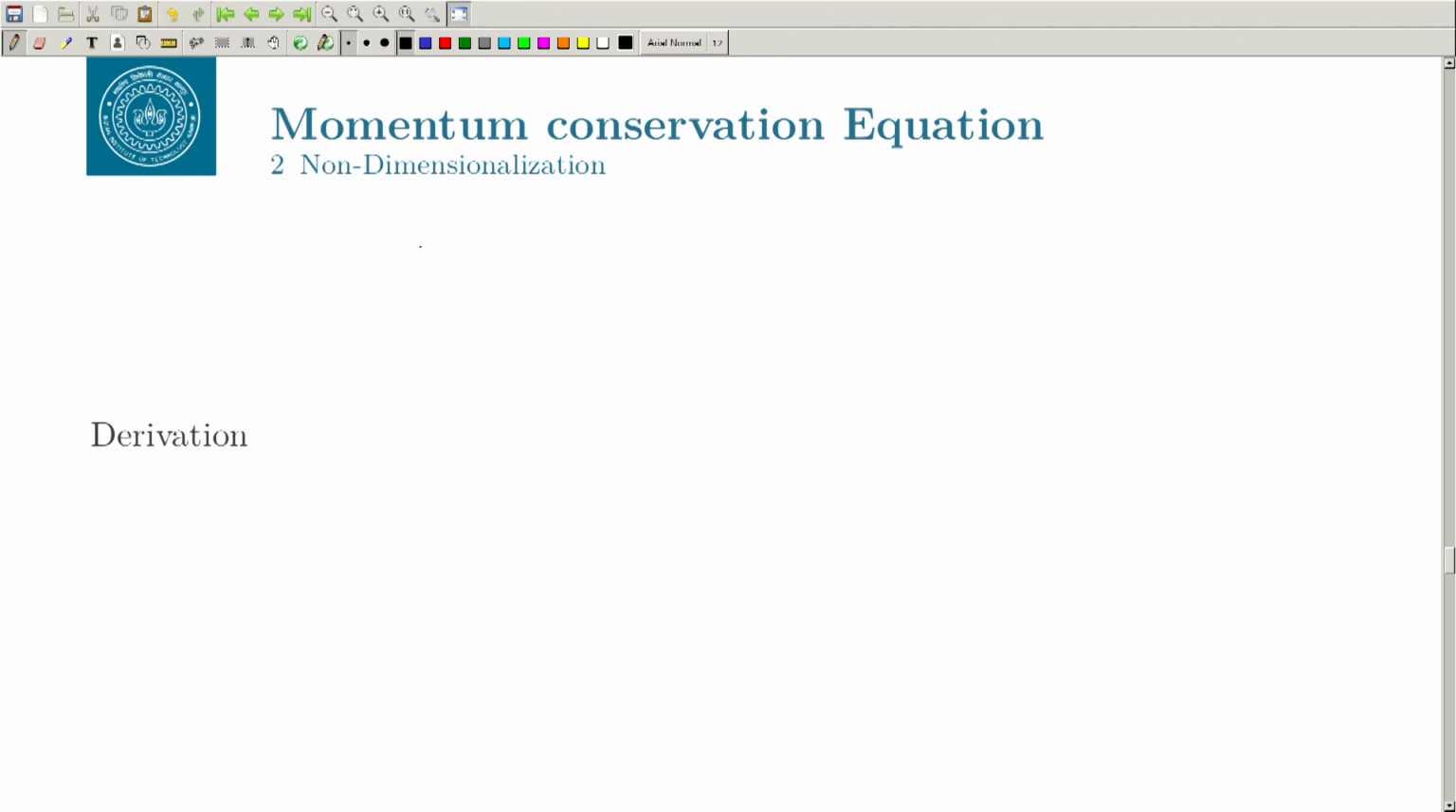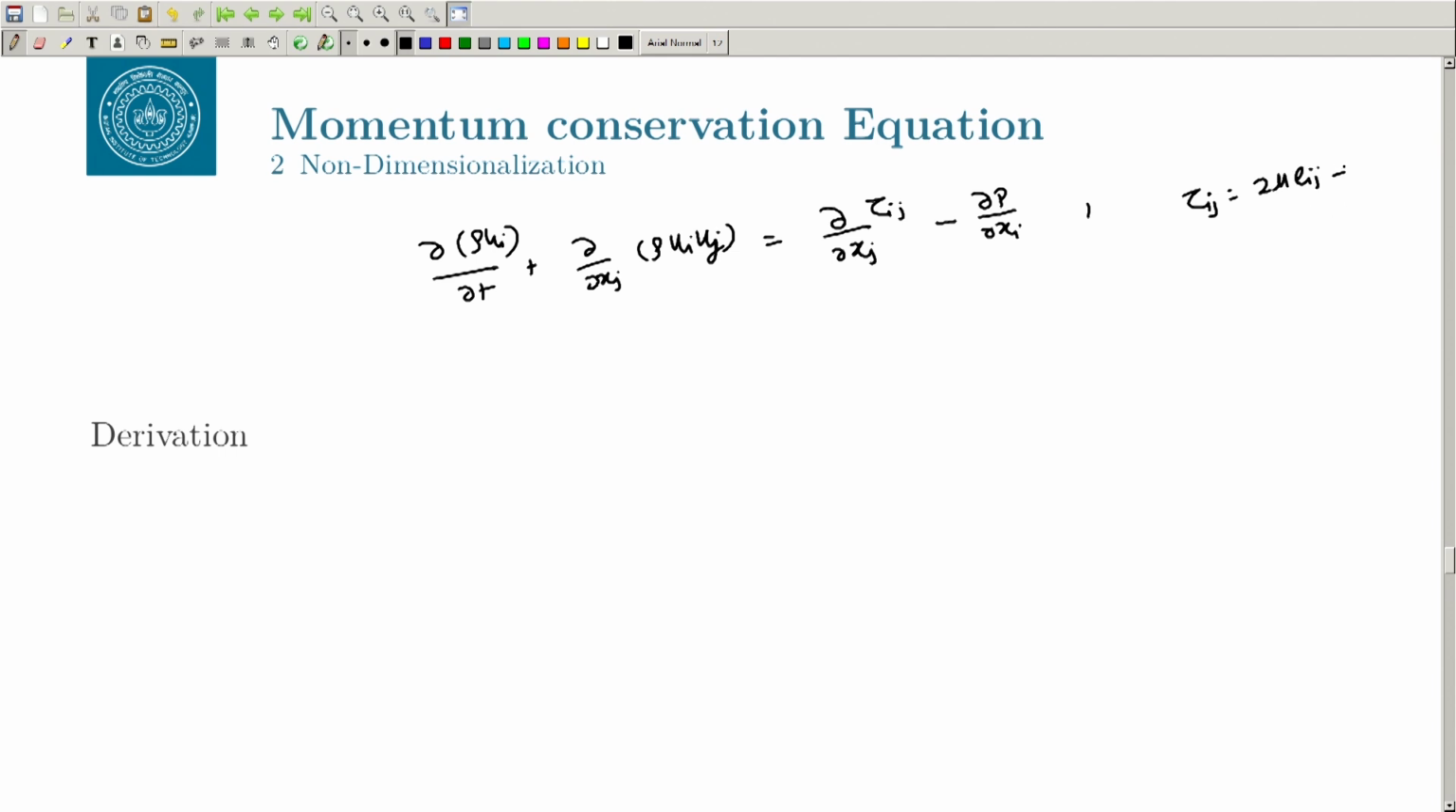Now, let us go to the momentum conservation and the energy conservation. Let us use what we have done: ∂(rho u_i)/∂t plus ∂/∂x_j (rho u_i u_j) will be ∂/∂x_j tau_ij minus ∂p/∂x_i, right. I am ignoring the body force, but it will not change anything. Tau_ij, as you have derived for the Newtonian fluid, was 2 mu E_ij minus delta_ij ∂u_k/∂x_k, right, 2 by 3 mu.